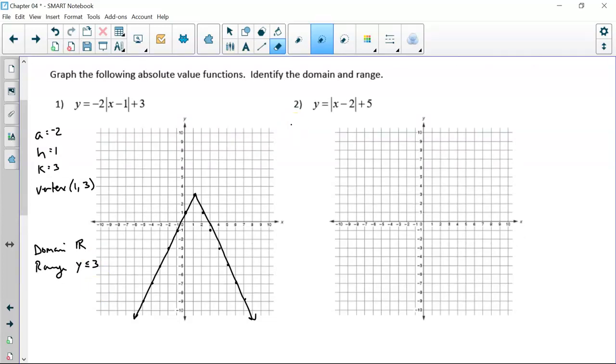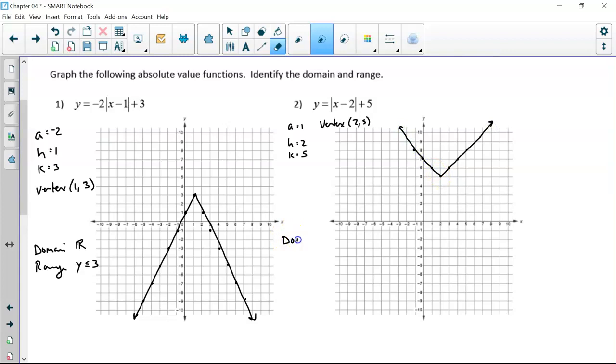Number 2, A is 1. H is 2 and K is 5. So our vertex here is at 2, 5. So we plot the point over 2, up 5. And now A is 1. We go up 1 and to the right 1, up 1 and to the left 1. And just keep going and give us our V-shaped graph.